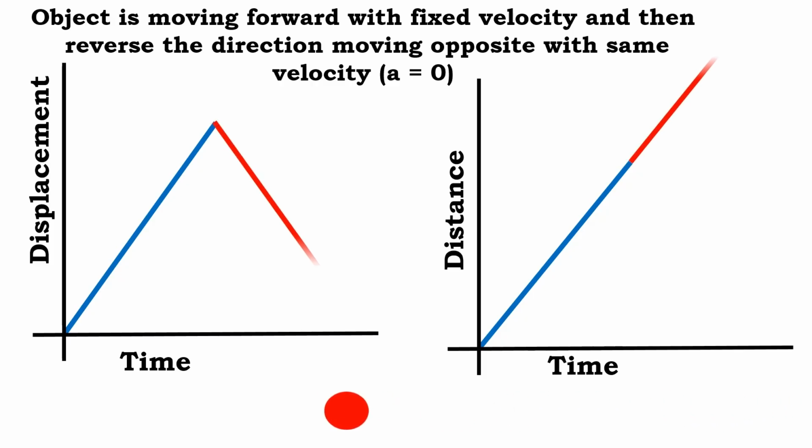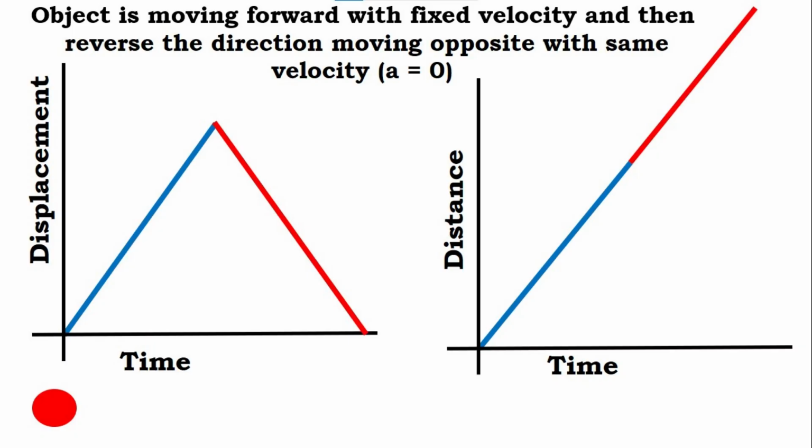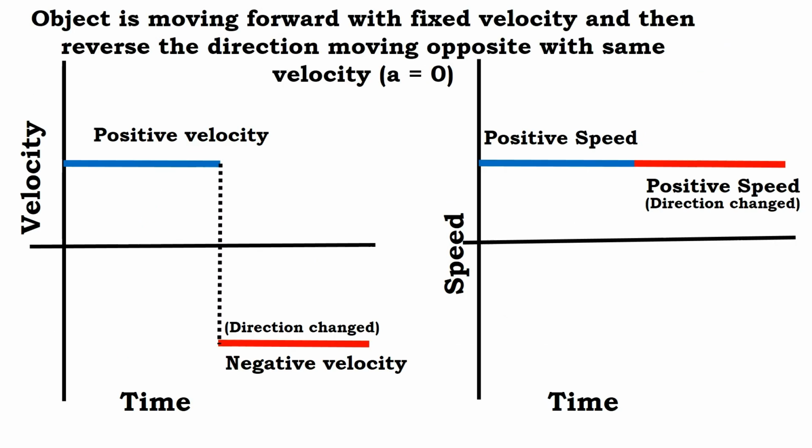Hence, we can observe both type of graph under displacement versus time graph. While distance cannot decrease, it can have only increasing value whether the direction changes or remains the same. For such situation velocity is constant but positive as well as negative, while speed is only positive.